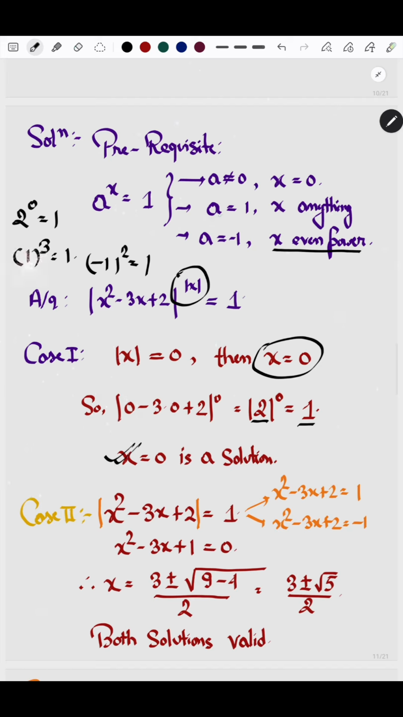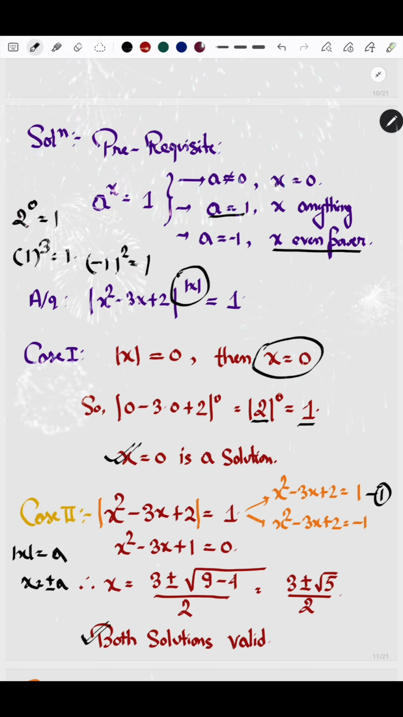Case 2, I said a is equal to 1. It means |x² − 3x + 2| is equal to 1. We know that when |x| is equal to a, then x is equal to plus minus a, students. So it means x² − 3x + 2 is equal to 1, or x² − 3x + 2 is equal to −1. So first we solve for the first case, x² − 3x + 2 is equal to 1. In this case, x turns out to be (3 ± √5)/2. Now for this case, both the solutions will be valid, since this satisfies the given equation.